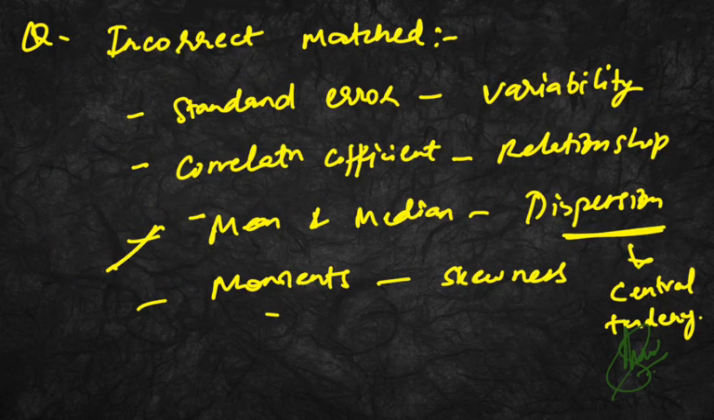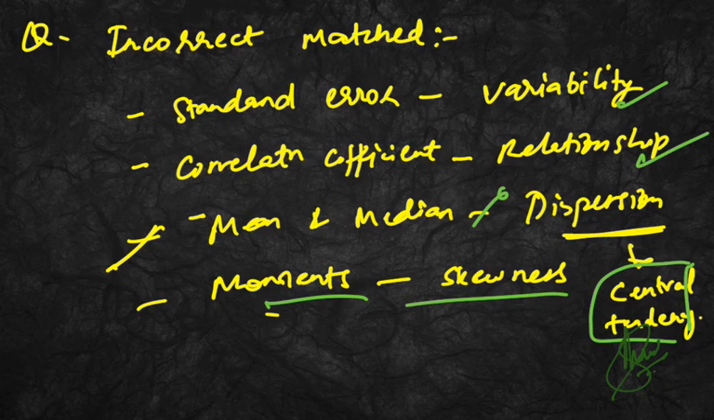Incorrectly matched: standard error for variability, yes, it is correct. Correlation coefficient for relationship, yes. Mean and median as dispersion, this is wrong. Movements were skewers, that is correct. Mean and median are central tendency, that is the correct one.